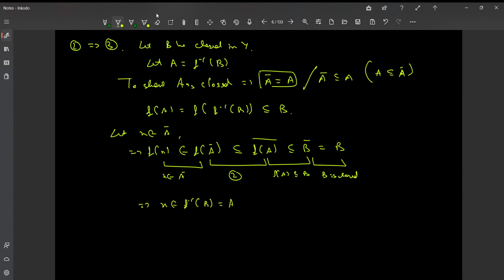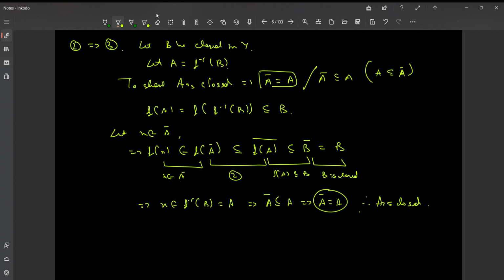But that immediately implies that x is contained in f inverse B. And what is f inverse B? It's equal to A. That implies A closure is contained in A, which implies A closure is equal to A. Therefore, A is closed.